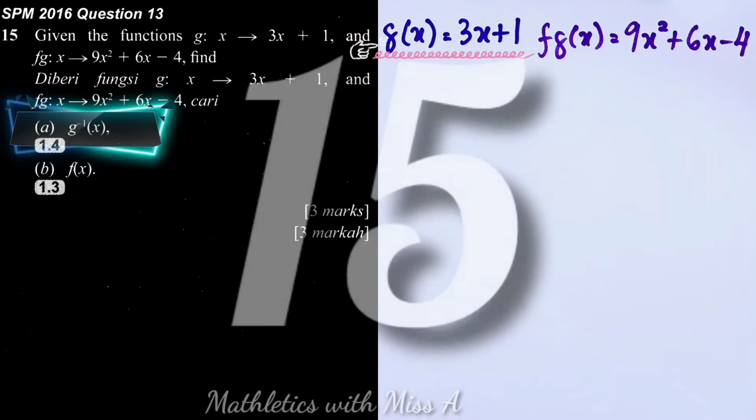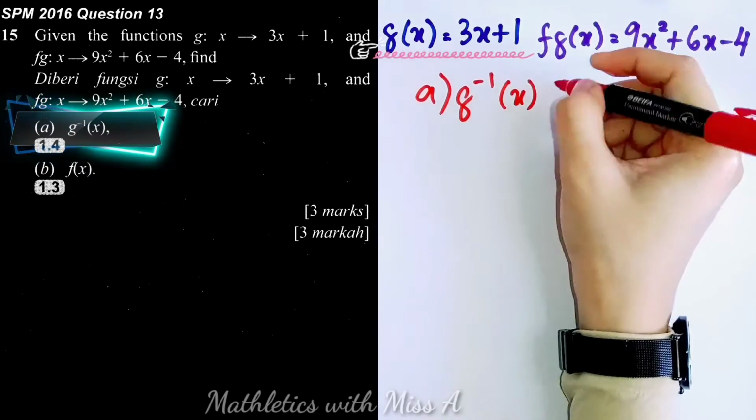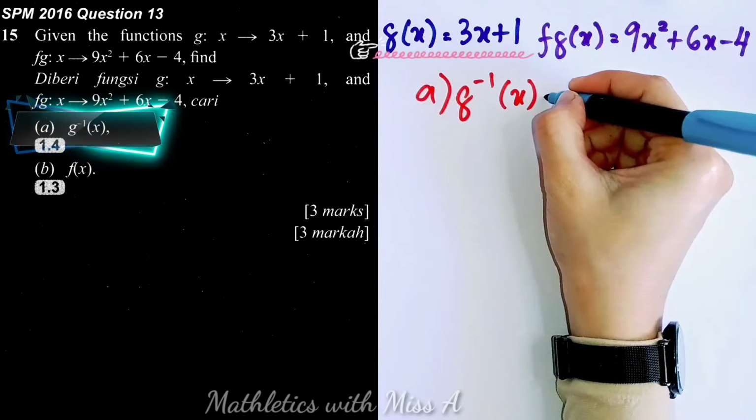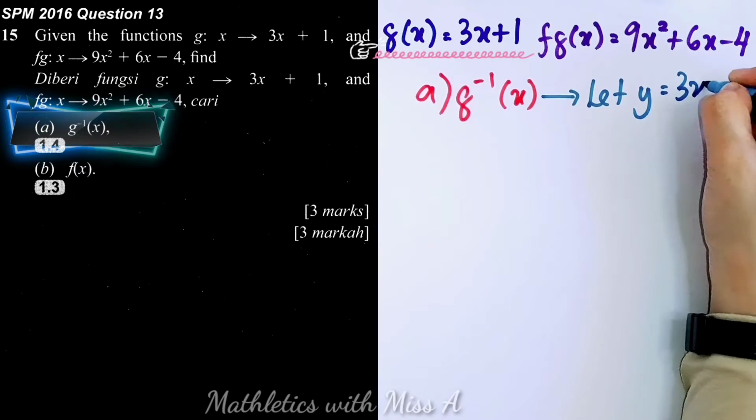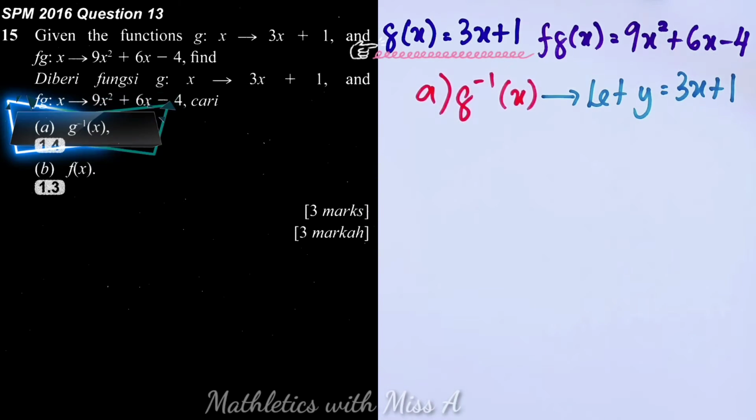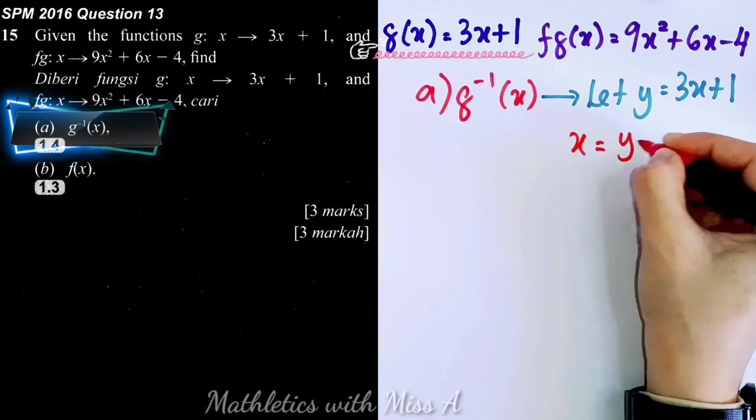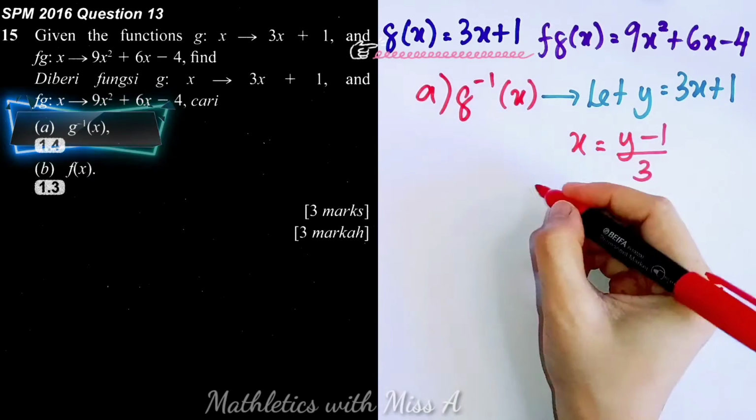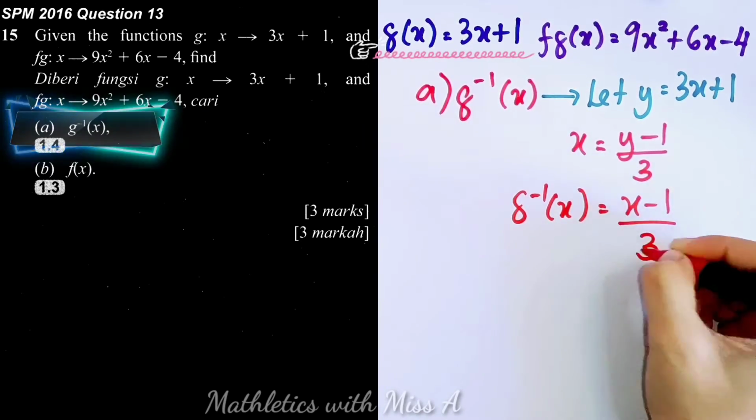Diberi fungsi g(x) equals to 3x plus 1. So A, g inverse x by using let y equals to 3x plus 1. So x equals to y minus 1 over 3. So masukkan nilai x semula. So g inverse x equals to x minus 1 over 3.